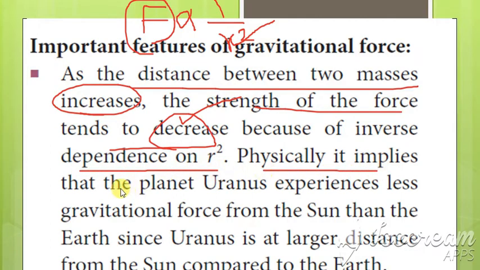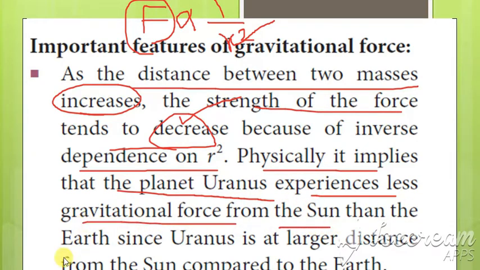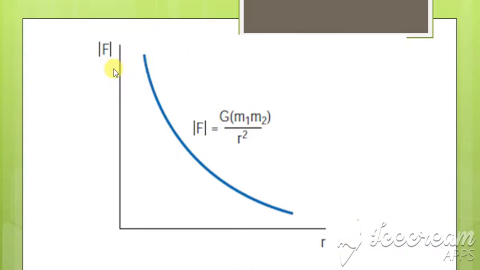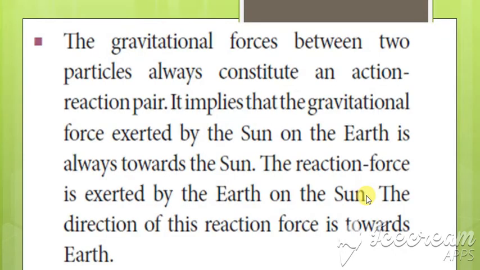So physically it implies that the planet Uranus experiences a less gravitational force from the sun than the earth, since Uranus is at a larger distance from the sun compared to the earth. We know that when you consider all the planets, Uranus is at a farther distance than the earth. So it has a less gravitational force. Clear? So this is a graph which represents the force and the distance. When you draw the graph, you'll get the curve in this way. Clear?